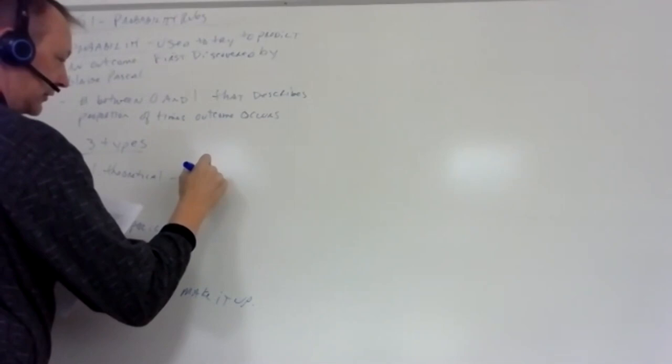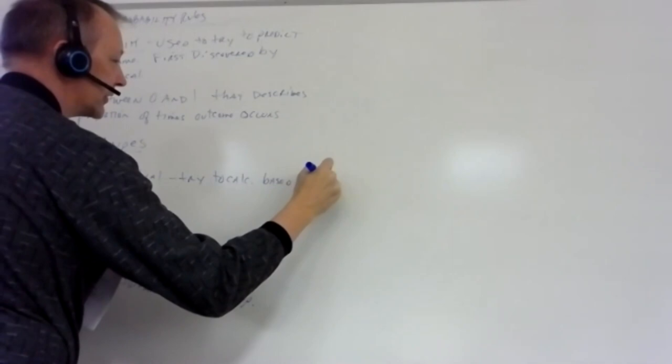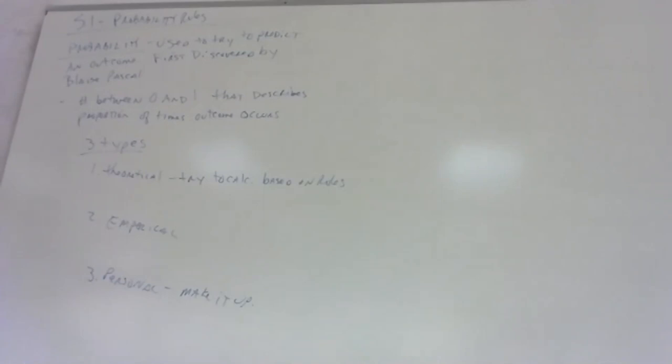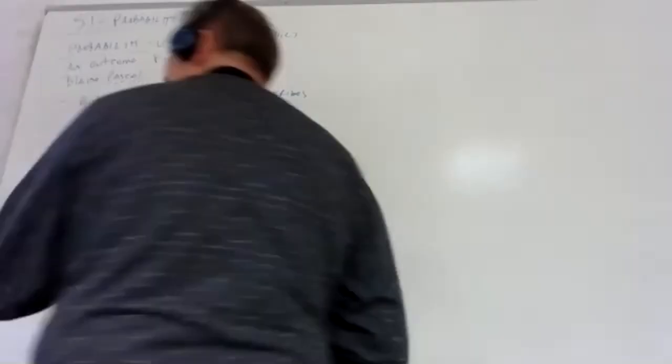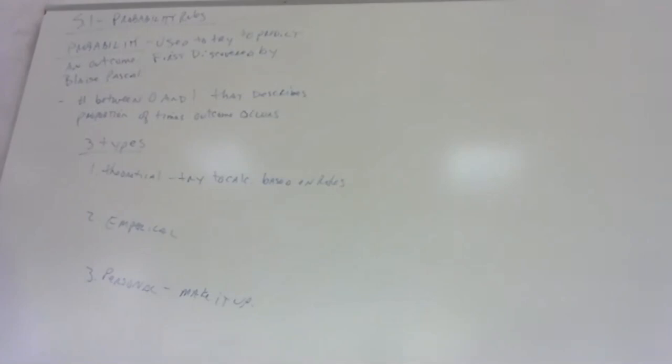Okay, let's talk about theoretical. You try to calculate based on rules. Okay. How many people play cards? Franco, what's the probability that I pull a king out of a deck of cards? You said one, but how many kings are there? Four. Yeah, so it's 4 out of 52. That's what you meant. Okay. So how did you figure that out? 52 cards in a deck. Four kings. So you're doing this based on rules, right?